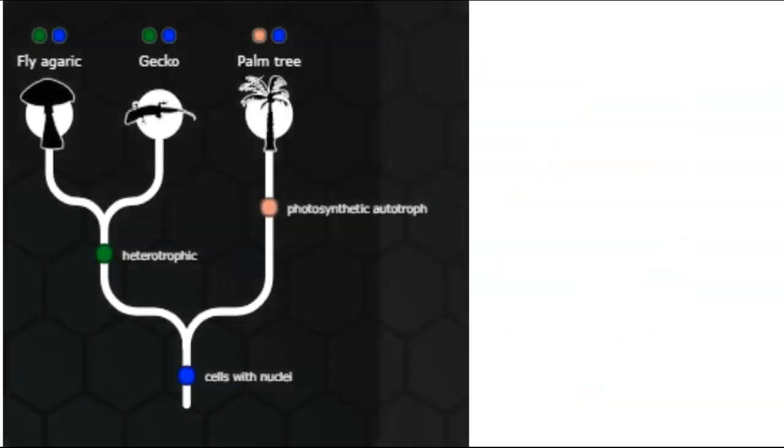So this is what it should look like. You can see the palm tree speciated out all on its own. And in there, these little colored dots represent each of the traits. So you know that you've correctly built the tree when you have all of the dots filled in. You can see this blue goes to all three organisms because it is their root trait. The heterotrophic trait only goes to the mushroom and the gecko because that's a shared trait evolutionary. The photosynthetic autotroph only goes to the palm tree.